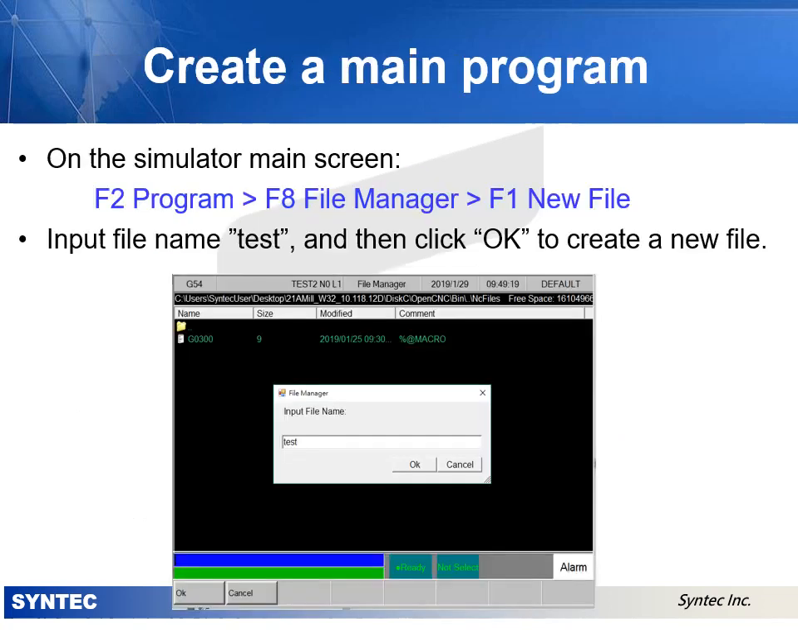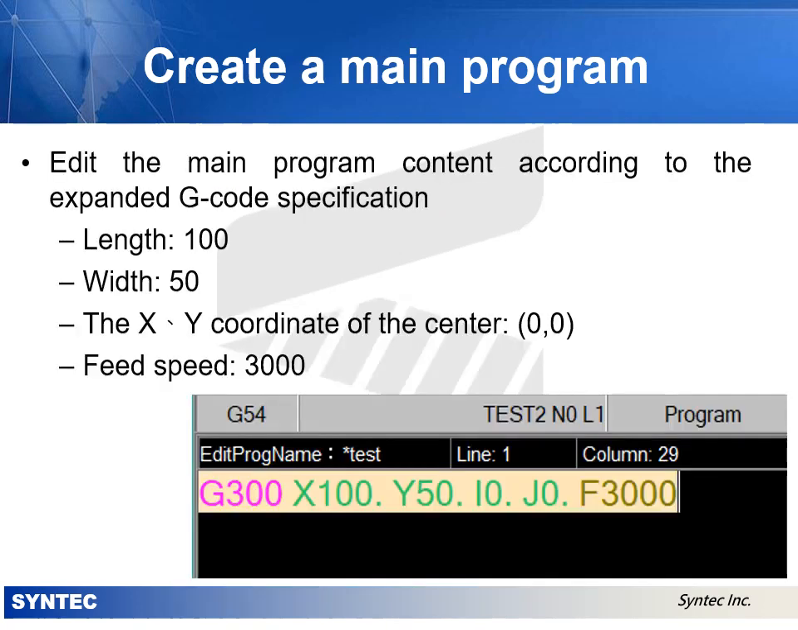Create a main program. On the simulator main screen, press F2 Program, and then F8 File Manager, and then F1 New File. A window will pop up. Input the file name and press OK. The new file will be opened automatically. Edit the main program content according to the expanded G code specification.